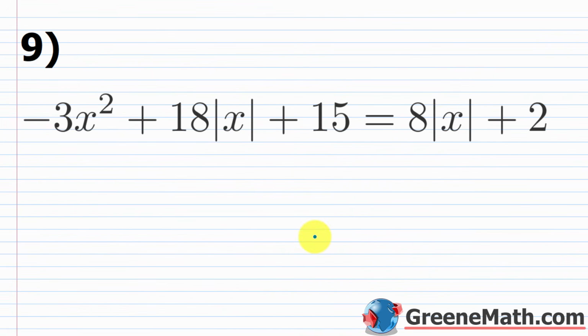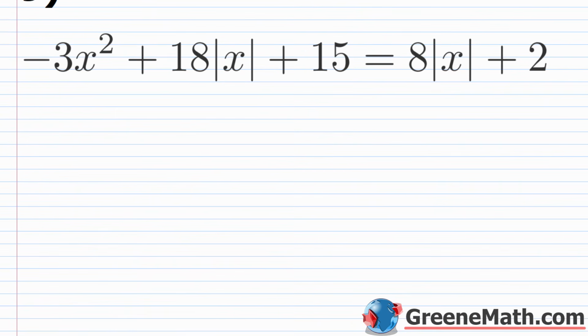Okay, let's look at problem number 9. So again, we're going to use the same strategy here. Now you could clean this up first, or you could substitute first. It really doesn't matter. I think maybe we can clean up first. So let's just say negative 3x squared. I'm going to subtract 8 times the absolute value of x away from each side.